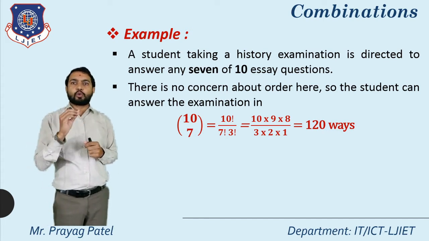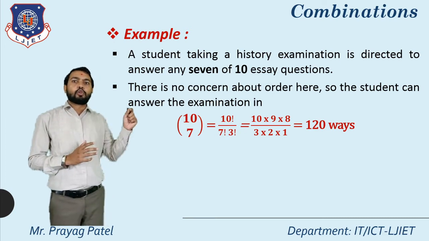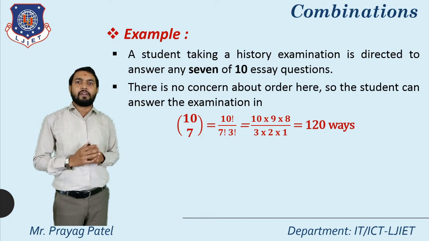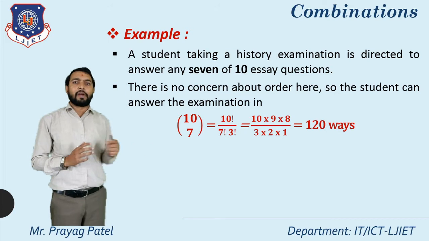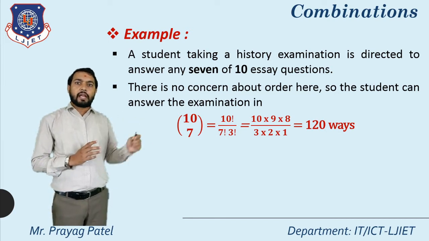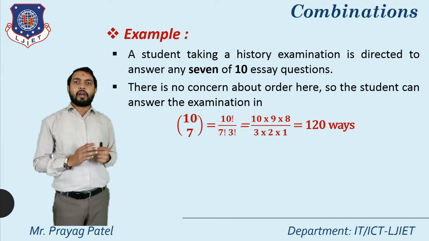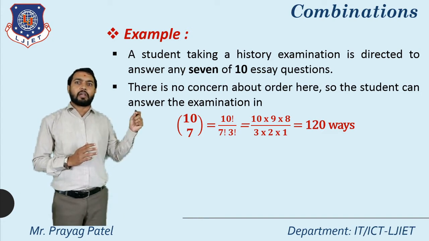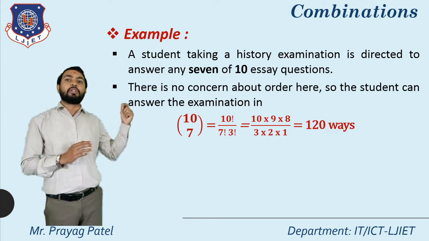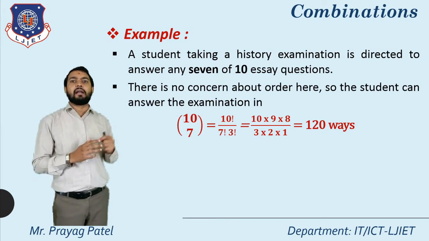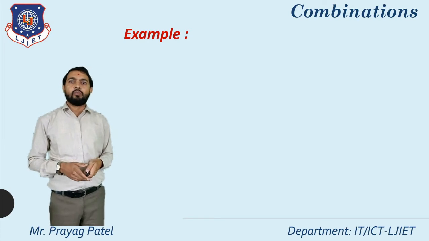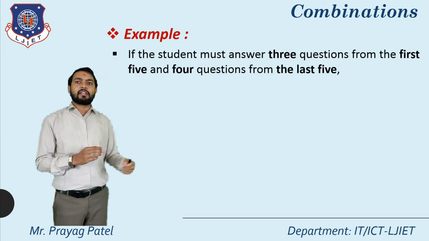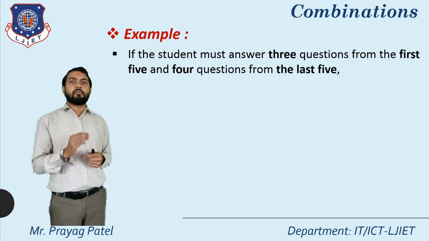So 10 is the total number and r equals 7, you have to select 7 questions. So C(10, 7) is equal to 10 factorial divided by 7 factorial into 3 factorial. So here 10 multiply 9 multiply 8 divided by 3 multiply 2 multiply 1, because in 10 factorial and 7 factorial we remove the 7 factorial from the 10, then the remaining is 10, 9 and 8. This is equal to 120 ways.